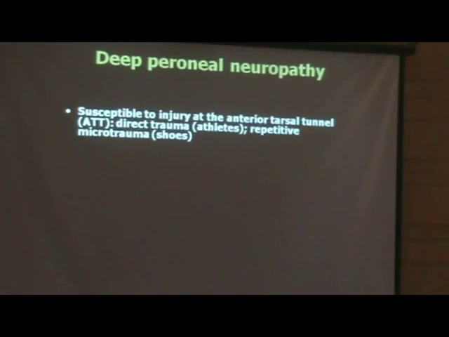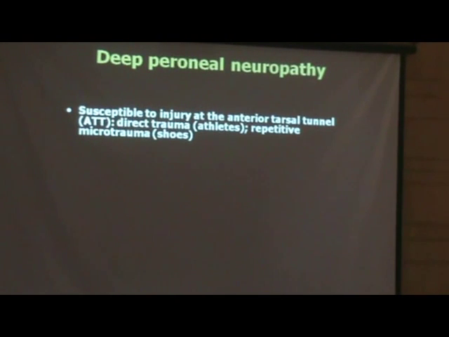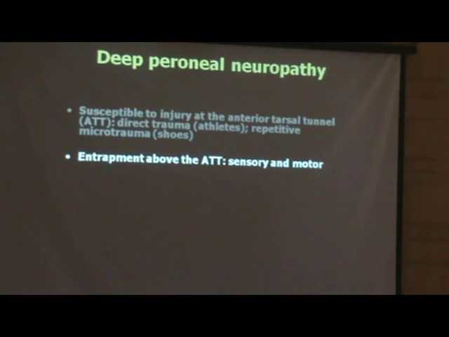So I'm coming to the end. Deep peroneal neuropathy can be seen as well about the ankle, and this is highly susceptible to injury at the anterior tarsal tunnel. It can be by direct trauma, especially seen in athletes, as well as repetitive microtrauma, and that depends on the type of shoes, especially for the ladies, the types of shoes you are wearing. This may cause repetitive microtrauma and lead to deep peroneal neuropathy.